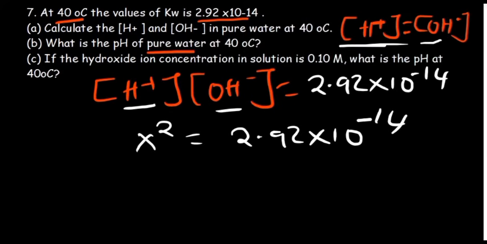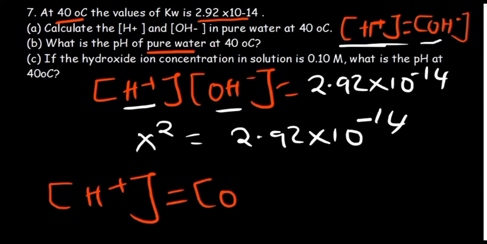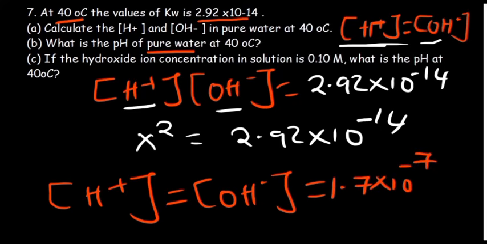So therefore the value of x is going to be the root of that. So what you're saying is that the hydrogen concentration, which is equal to the hydroxide concentration in this case, is basically going to be the root of 2.92 by 10 to the power negative 14, which is basically 1.7 by 10 to the power negative 7. So we found the concentration of the hydrogen ions as well as the hydroxide ions.